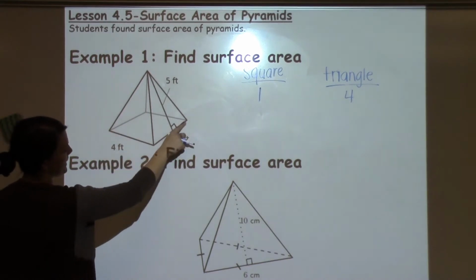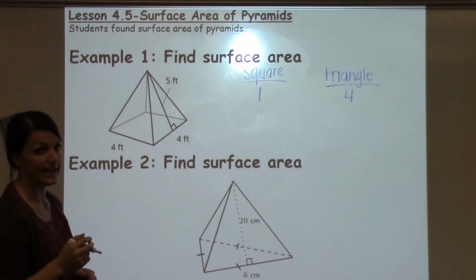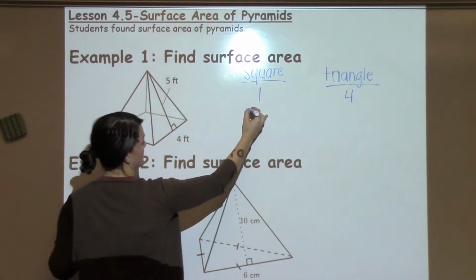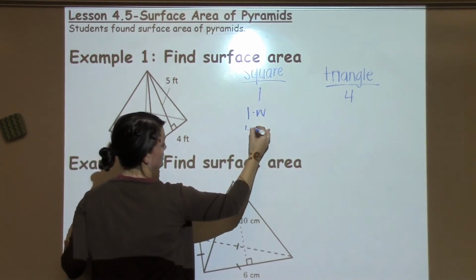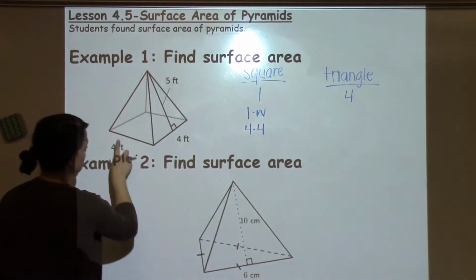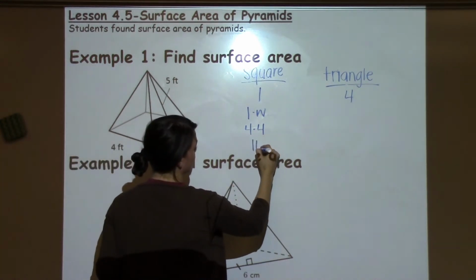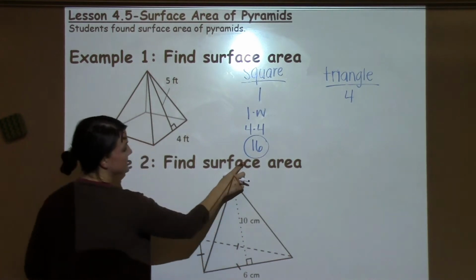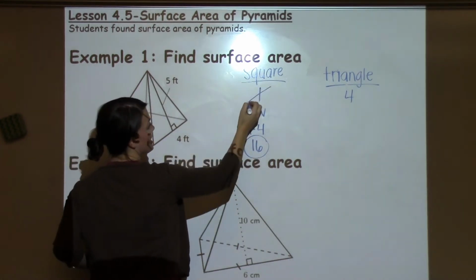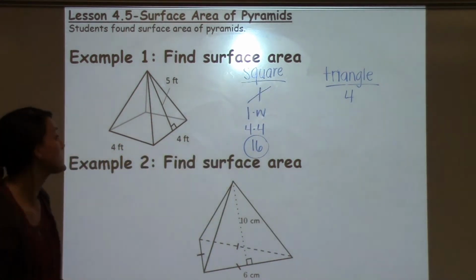I know that with a square, to find the area of a square, I just have to take length times width. So length times width for this problem, because it's a square, they have the same side. Sides are equal. So I'm just going to take 4 times 4, which would give me 16. 16 is the area of the square, and I'm done with the square.